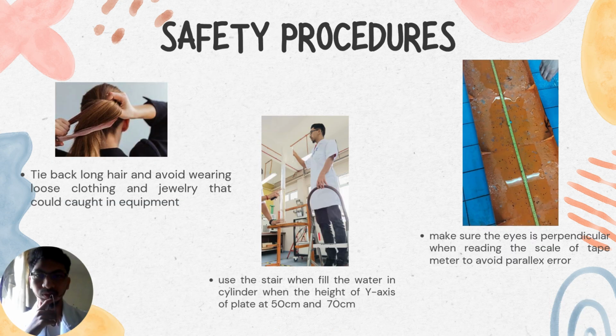So our procedure is to tie back long hair and avoid wearing loose clothing and jewelry that could get caught in the equipment. Use the stirrer when filling the water in the cylinder, with the head on the y-axis of the blade at 50 centimeters and 70 centimeters. Make sure the eye is perpendicular when reading the scale of the tape measure to avoid parallax error.